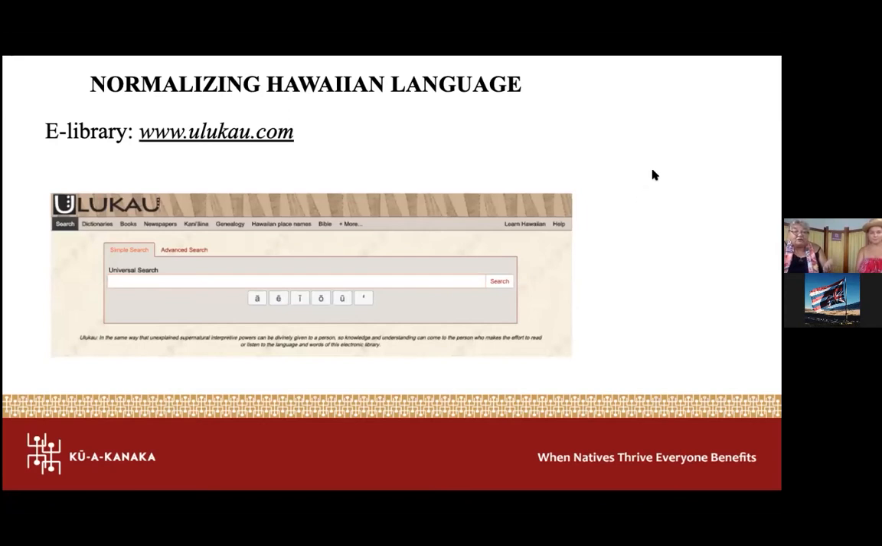The same goes for ulukau. We have this fabulous electronic library. We have the most things that were written by Hawaiians for Hawaiians in the Hawaiian language than any other indigenous people. So the largest indigenous library, and much of it is online now, and much of it can be accessed through ulukau, whether it is the books but also the newspapers. And using that.